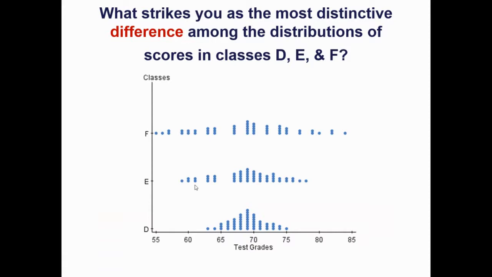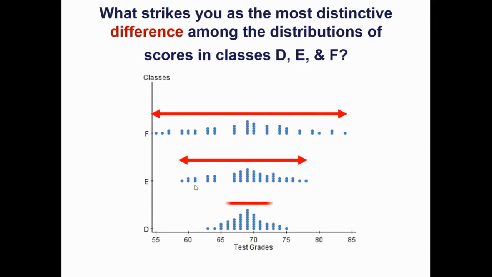So what strikes you about these three? They're different. How are they different? They're more spread out. So this first one is spread way out. That one's a little closer together. And then the third one is really close together.